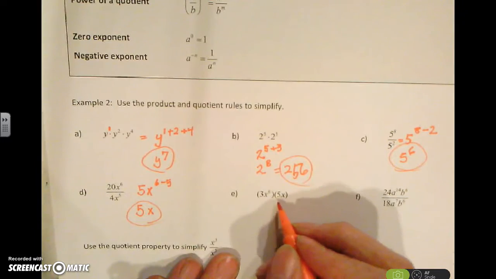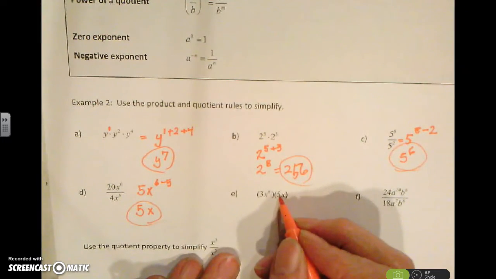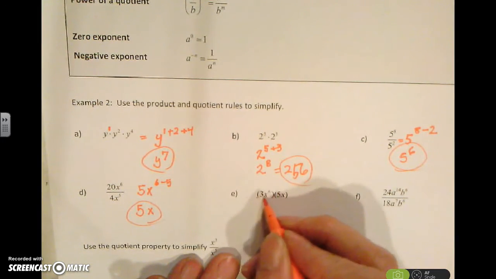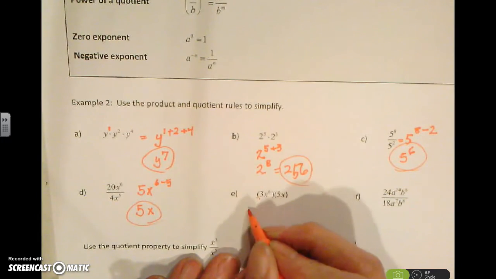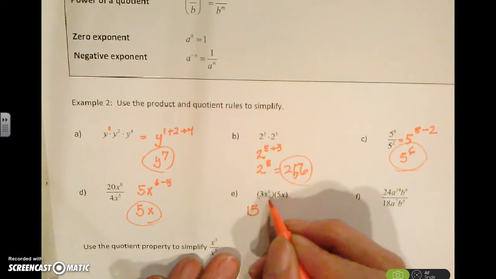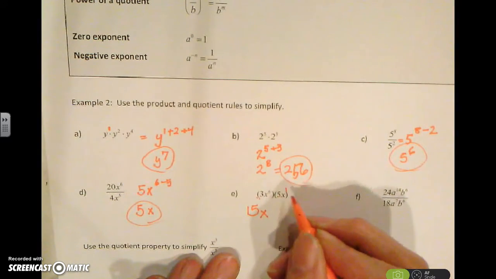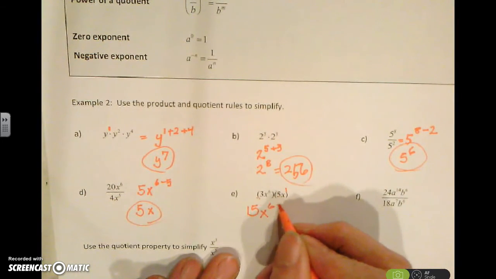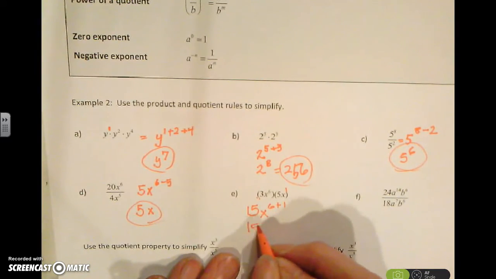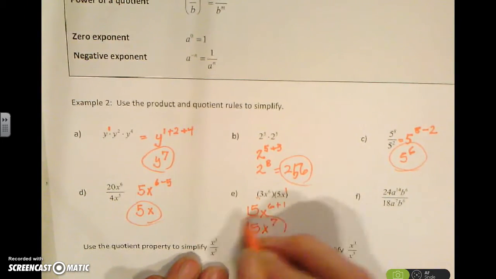E, now on E, I'm going to do some multiplication. And again, I'm multiplying like bases. So I've got 3 times 5, which is 15. And then when I multiply my x's, I'm going to add 6, and then that understood 1. So 6 plus 1, so that's going to be 15, x to the 7th.